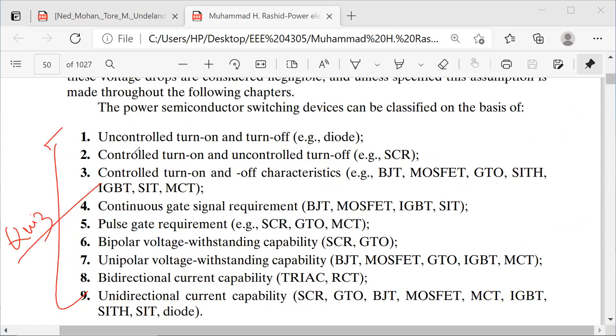So please try to understand and remember these things. Sir, are you giving your quiz in MCQ? Yes, inshallah.